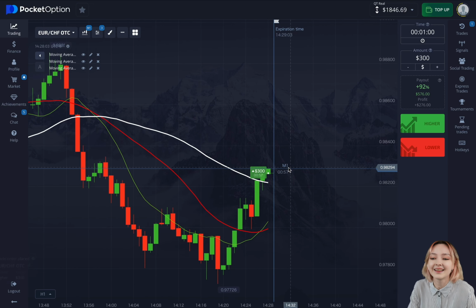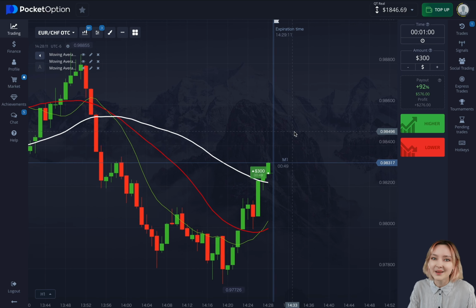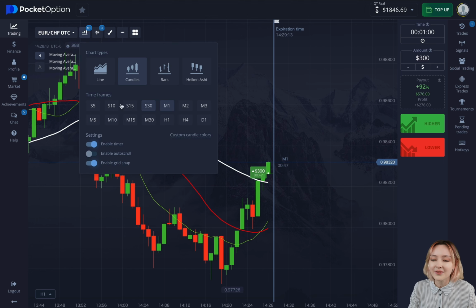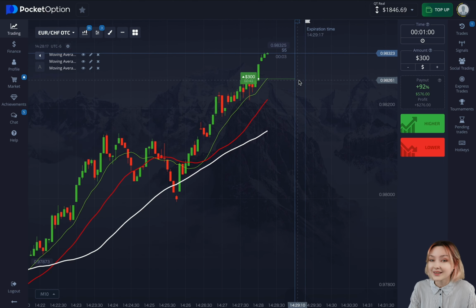As we can see, the white line has got broken through. It's an incredible signal upwards. So together with their intersection over there, we're entering a confident deal for 1 minute. Let's switch to a 5-second time frame and observe the whole process in more detail.